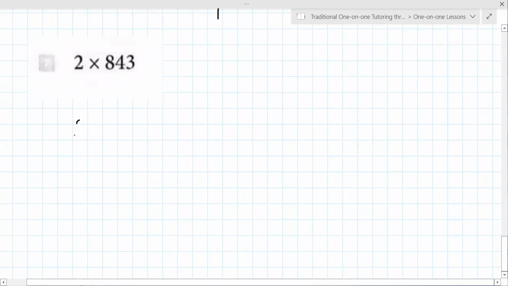So probably we'll do it in 3 numbers. What are the 3 numbers that add up to 843? 800 plus 44 plus 43. Perfect. Good.